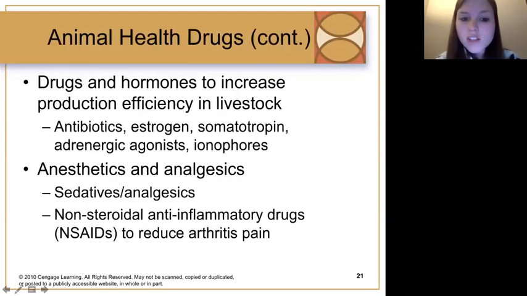So drugs and hormones can be used to increase production efficiency in livestock. Antibiotics, like I said, can do that, but some of them are already being removed for that purpose. Estrogen, somatotropin, adrenergic agonists, and ionophores, which we talked about a little bit in previous lectures. And then anesthetics and analgesics. Basically sedatives, and then non-steroidal anti-inflammatory drugs to reduce arthritis pain.